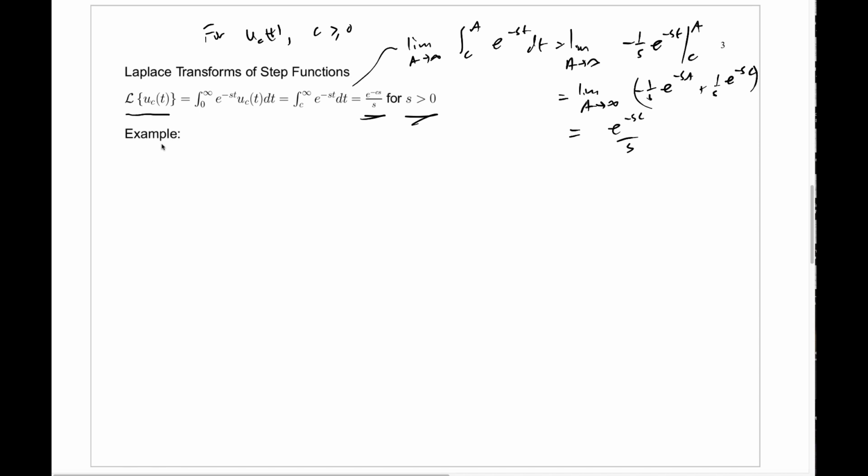Notice that the special case is here that at u sub 0 of t, which is our standard function 1, this is when t is greater than or equal to 0, we know the Laplace transform of 1 is just 1 over s, which is exactly what we get in this formula when c equals 0.